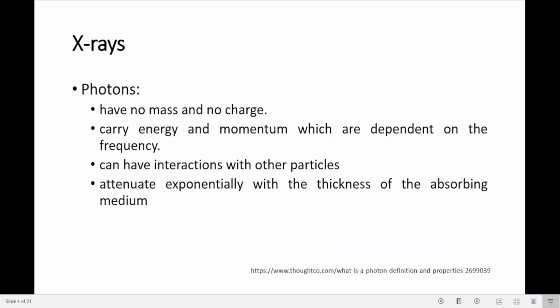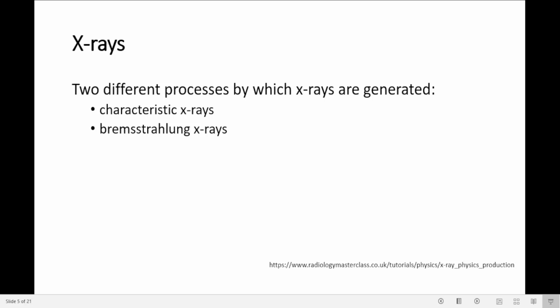So X-rays are photons. Let's remember some of the basic properties of photons. They have no mass, no charge. They carry energy and momentum, which are dependent on their frequency. They can have interactions with other particles. They attenuate exponentially with the thickness of the absorbing medium.